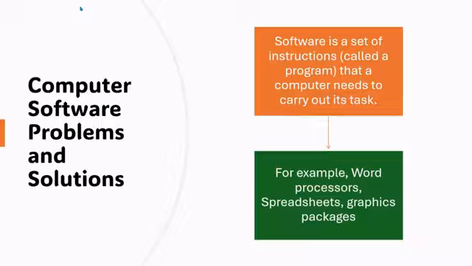So for example, the word processor apps that we download. Let's say Microsoft Word, Google Docs, Apple iWork, also spreadsheets and graphic packages. All of these are examples of software that can be found on our devices.